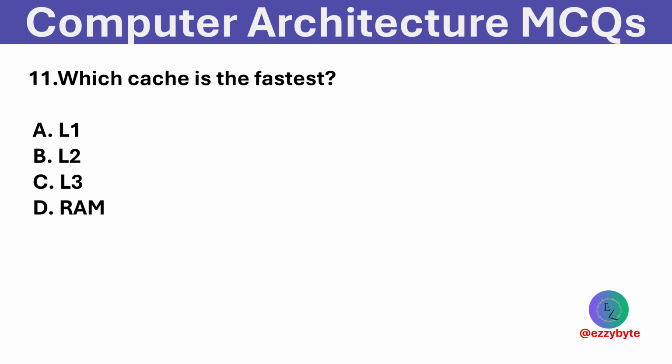Which cache is the fastest? Options are L1, L2, L3, and RAM. Option A is correct. L1 cache is the closest to the CPU core and hence the fastest.